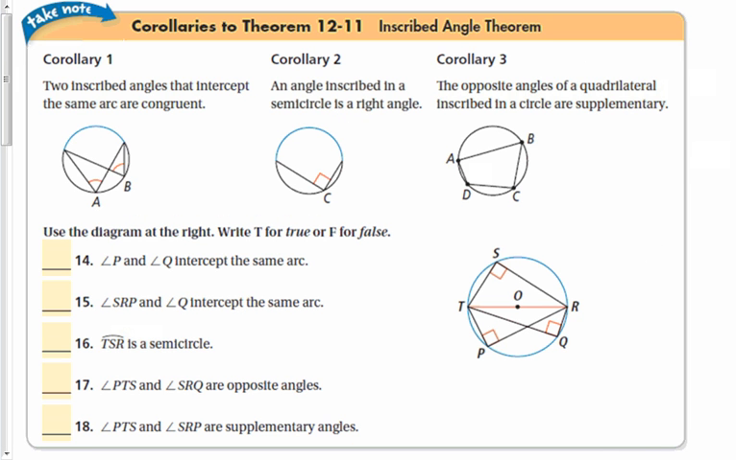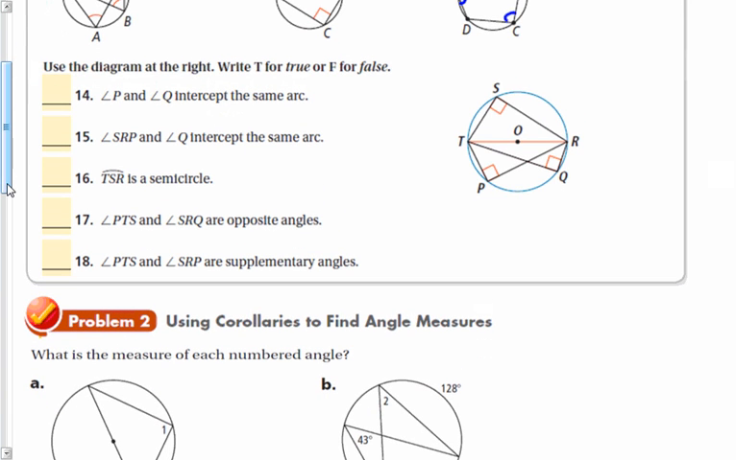Now some corollaries to the inscribed angle theorem. If two inscribed angles intercept the same arc, then they're congruent. That's corollary 1. Corollary 2, an angle inscribed in a semicircle is a right angle. And that makes sense since the semicircle is 180 degrees and the inscribed angle would be half that. And the opposite angles of a quadrilateral inscribed in a circle are supplementary. So this one and this one would be supplementary, and so would B and D. All right, go ahead and fill in 14 through 18, true or false, using the diagram.